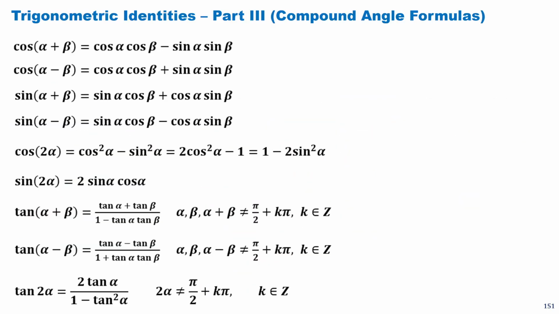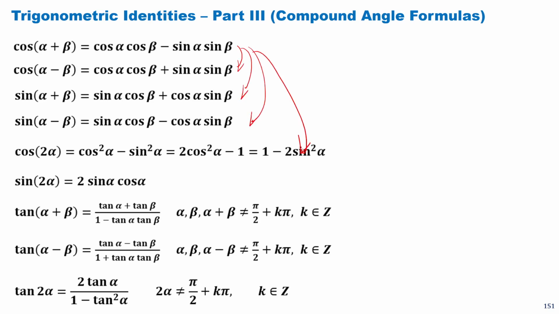Alright, so next let's have a look at the third group of trigonometric identities you need to know, which are called compound angle formulas. For example, if we have cosine of a sum of two angles, alpha plus beta, this equals cosine alpha cosine beta minus sine alpha sine beta. And if you can prove the first one is true, then based on the first one, you can prove any of the following formulas are also true.